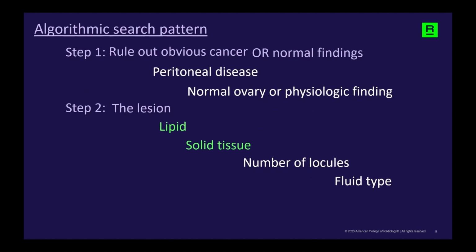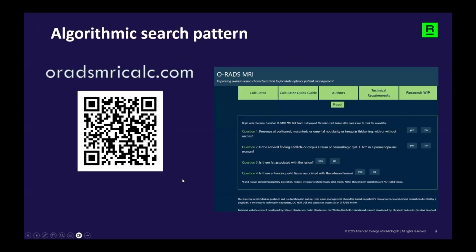And all of this, again, is part of the O-Rads calculator. And so if you need help whenever you're looking at a lesion, just pull up the calculator, and that algorithmic approach is kind of there for you. You don't have to remember it or think about it. You just answer the questions.